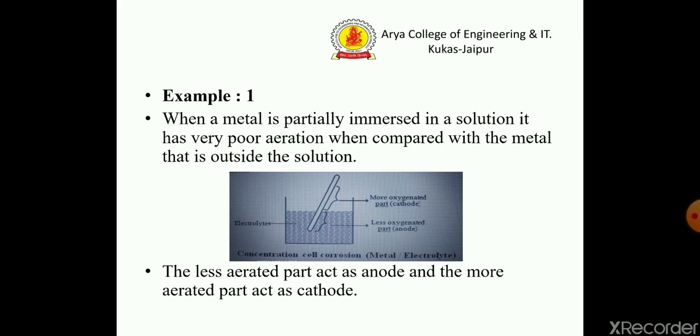For example, when a metal is partially immersed in a solution, it has very poor aeration when compared with the metal that is outside the solution. In this diagram, we can see that the less aerated part acts as anode and the more aerated part acts as cathode.